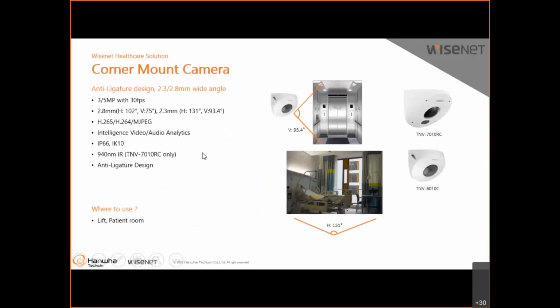And this is the corner mount camera. We have two kinds of corner mount camera. The design is anti-ligature, and you can use it for a patient room or maybe in the elevator. So we have two models. The first one is 3 megapixel with 940 nanometer IR, and also a smaller one, which is the TMV 8010. This one supports 5 megapixel, and it has a 2.3 millimeter lens, which can provide a wide angle. So you can use it in the elevator or a patient room as well.